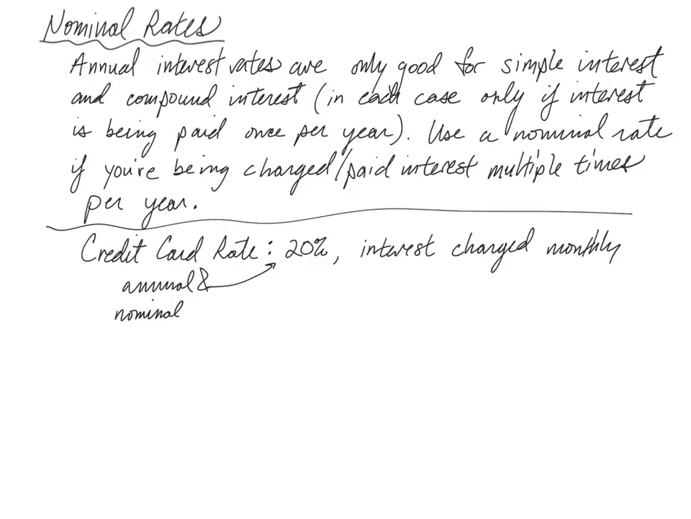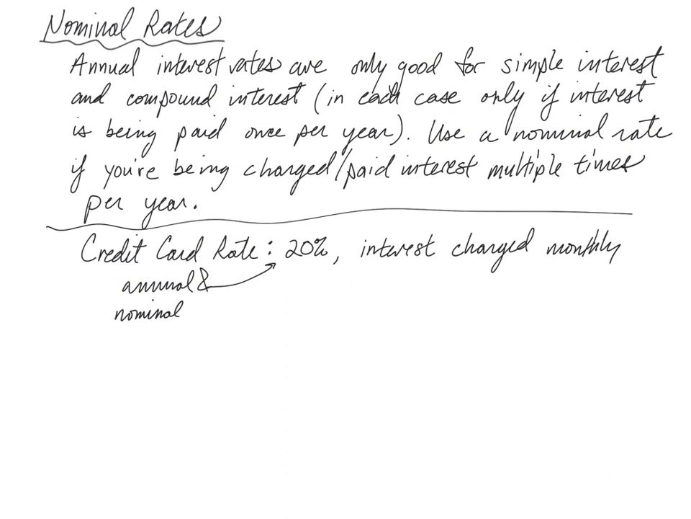Nominal rates. Annual interest rates are only good for simple interest and compound interest, in each case only if interest is being paid once per year. Anytime you get or pay interest multiple times per year, the interest rate becomes a nominal rate. So in the example here, the credit card rate is 20%, and interest on your credit card is charged monthly. So this is an annual rate. All rates are listed as annual rates, but the fact that the interest is charged monthly makes it nominal.